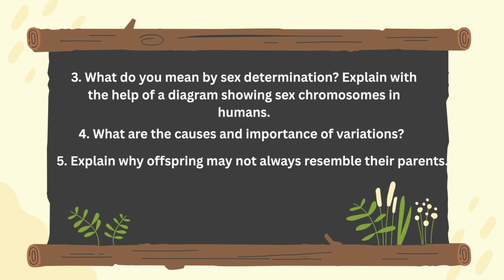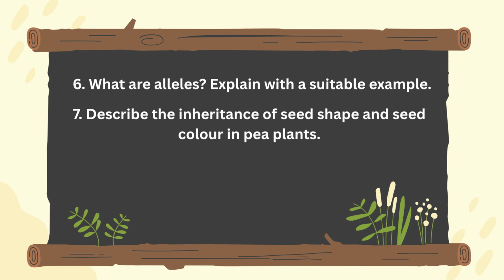Fourth one is what are the causes and importance of variations? Fifth one is explain why offspring may not always resemble their parents. Sixth one is what are alleles? Explain with a suitable example. Seventh one is describe the inheritance of seed shape and seed color in pea plants.